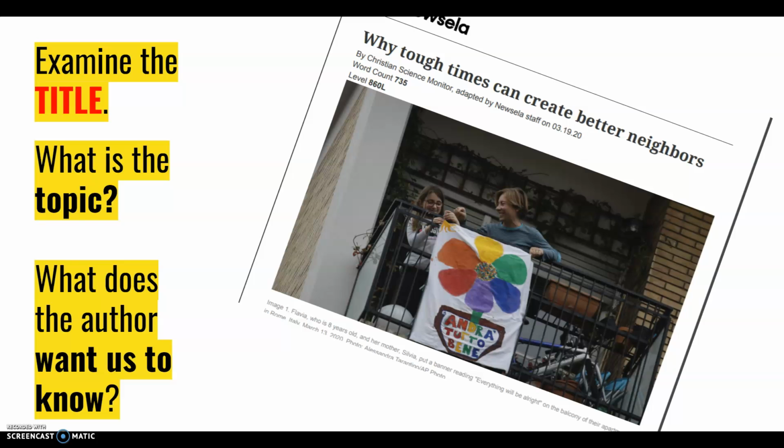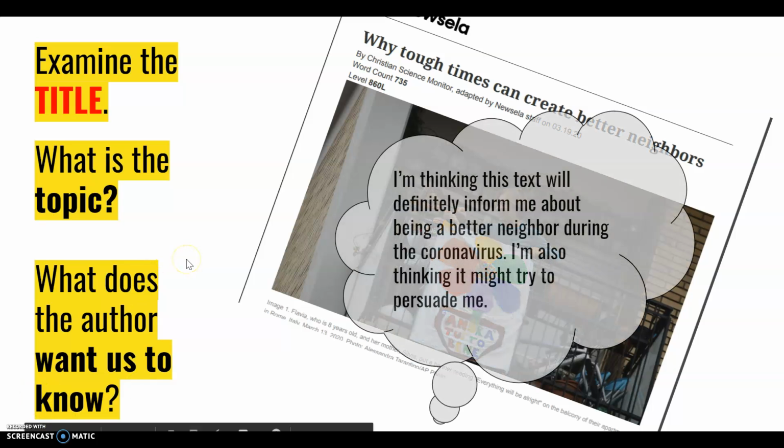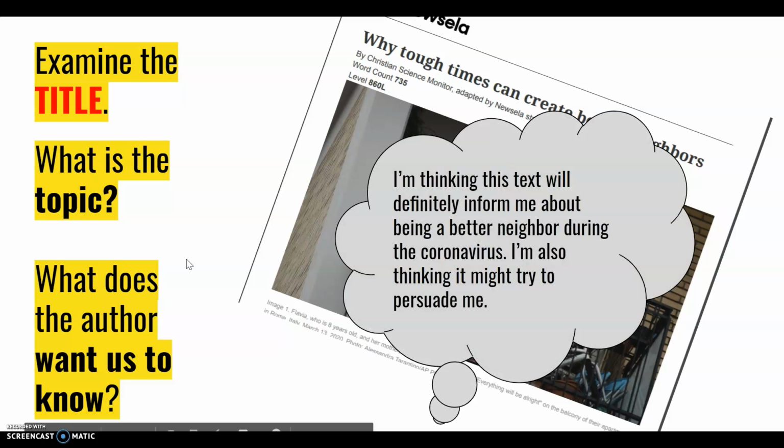So for this text, since I see the words, why tough times create better neighbors, I'm thinking this text will definitely inform me about being a better neighbor during a tough time. And this tough time is the coronavirus pandemic. It says it right in the title. I'm also wondering if the author might attempt to persuade or change my behavior so I can overcome a tough time by becoming a better neighbor. I don't think the author wrote this text to entertain the reader.